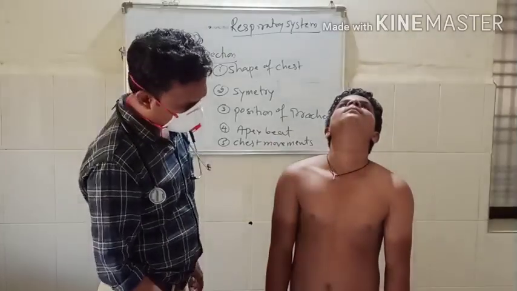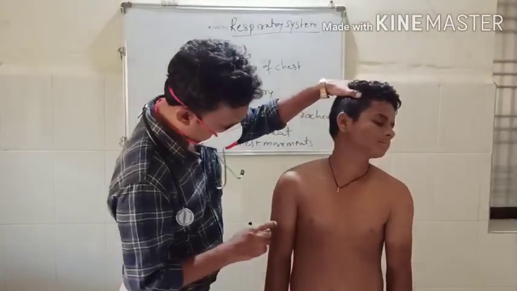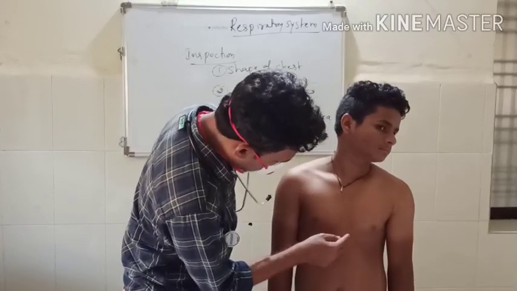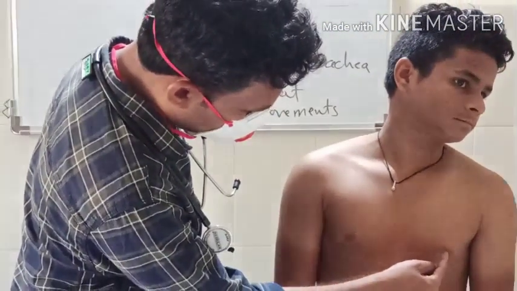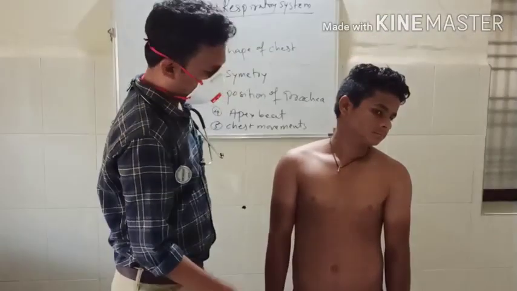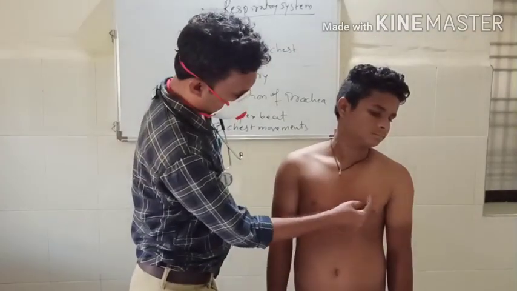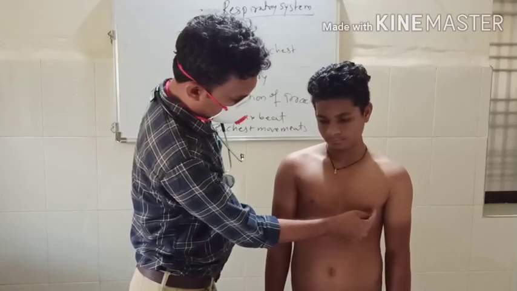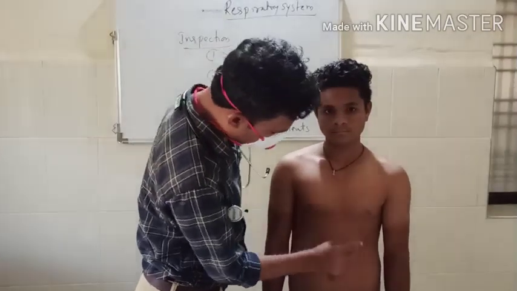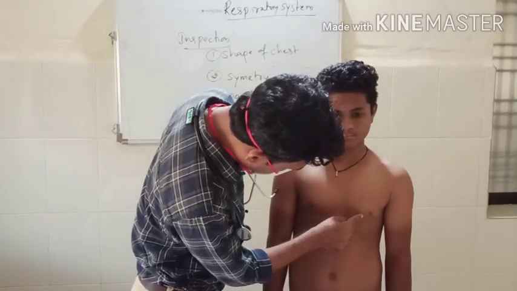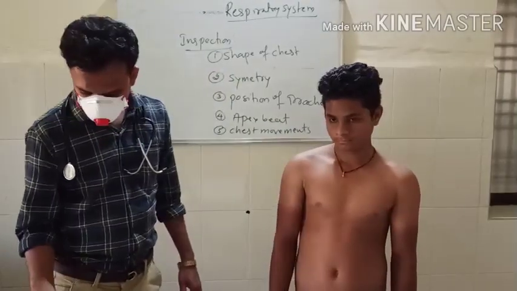Then you look for the apex beat. The apex beat is usually present over the mid-clavicular line on the left side, half an inch lateral to the mid-clavicular line, in the fifth intercostal space. This is the apex beat, and if you look closely, the apex beat is visible. We'll demonstrate it in the palpation later.